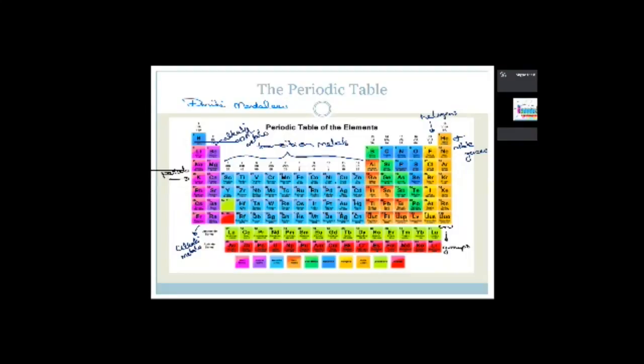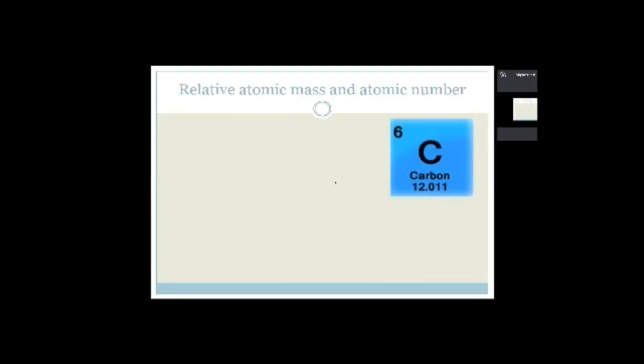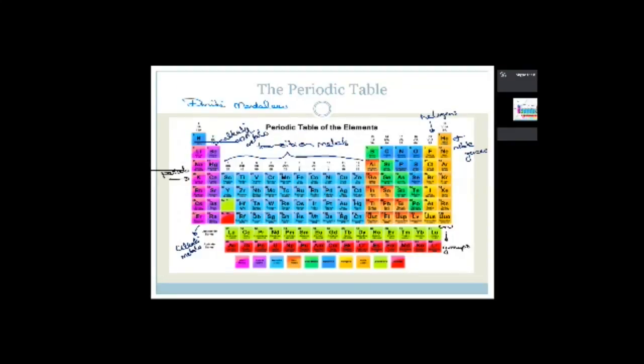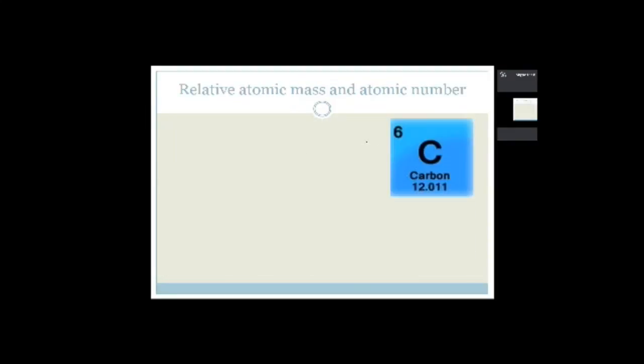Okay, so now let's talk about the information that our periodic table can give us. If you look at a certain block on the periodic table, if I go back, there's my carbon, and all I've done is enlarge it. You can see there's a carbon, six here, and it says it's carbon, and there's 12.011.